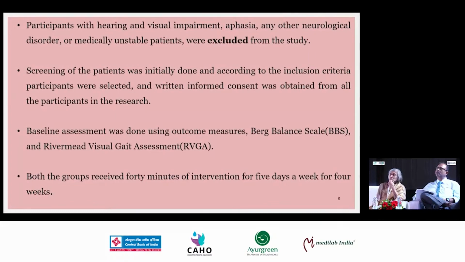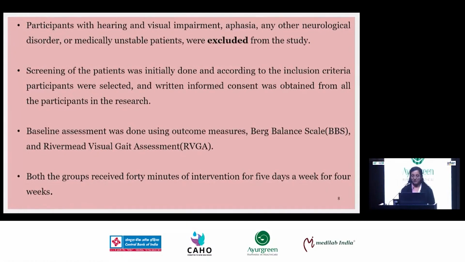Screening of the patients was initially done, and according to the inclusion criteria, participants were selected and informed consent was obtained from all the participants in the research. Baseline assessment was done using outcome measures, Berg Balance Scale and Rivermead Visual Gait Assessment. Both the groups received 40 minutes of intervention for 5 days a week for 4 weeks.